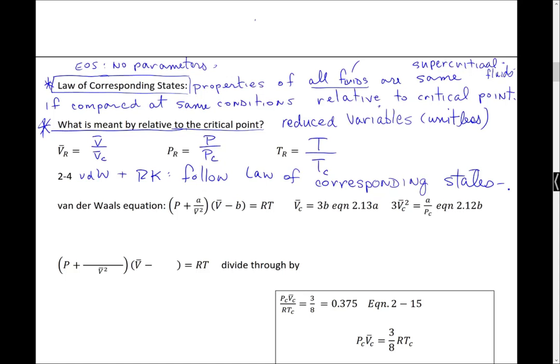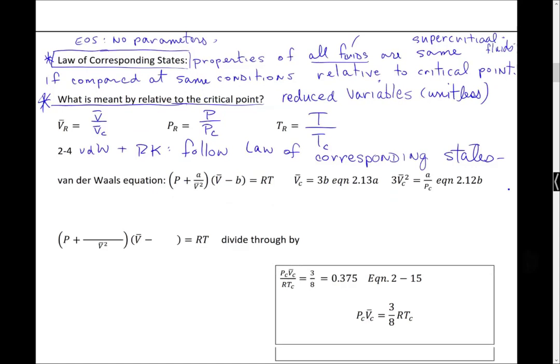And then the other thing that we've said in class is that R, the gas constant, has been determined as essentially a unit conversion factor. And so when I write this equation in terms of the reduced variables, which are all unitless, I no longer have need of a unit conversion factor. And so in that case, we expect to see an equation that has no R in it. So no R and no parameters.